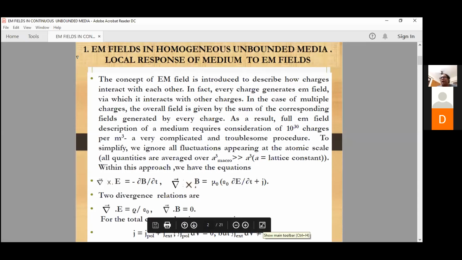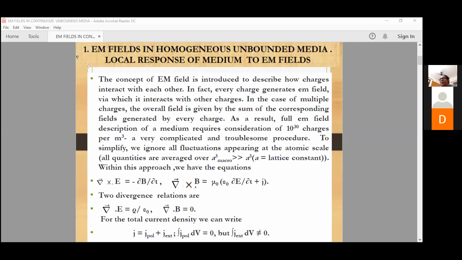To simplify this, we ignore all fluctuations which appear at atomic scale. We think of a length which corresponds, in fact, to a volume. The cube of that corresponds to a volume.